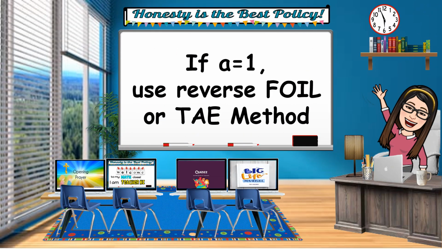How about if a is equal to 1, use reverse FOIL or the TAE method. What do we mean by TAE method? That is what we call the trial and error method. FOIL yung first, outer, inner, last. You're going to use the FOIL method when you are multiplying two binomials.